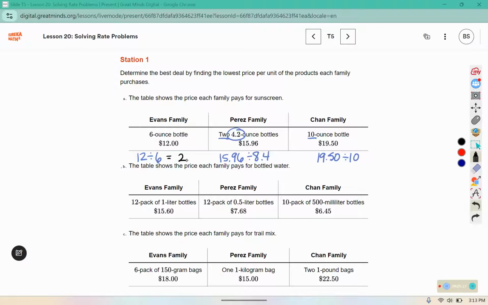12 divided by 6 is $2 per ounce. $15.96 divided by 8.4 is 1.9. So that's $1.90 per ounce. And 19.50 divided by 10 is $1.95 per ounce. Remember, it was our job to determine the best deal. $1.90 is cheaper than $1.95 or $2. So the Perez family has the best sunscreen deal.